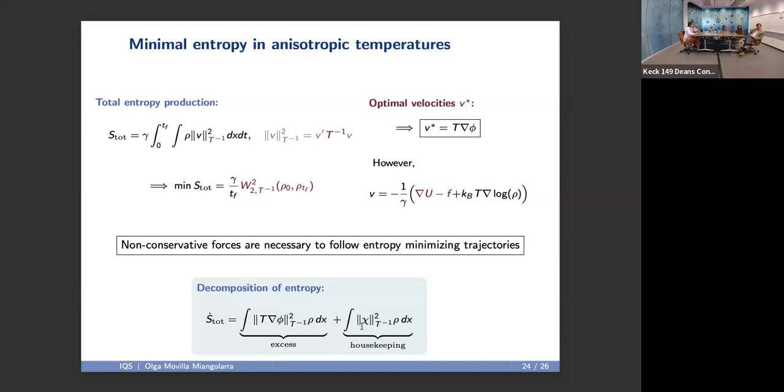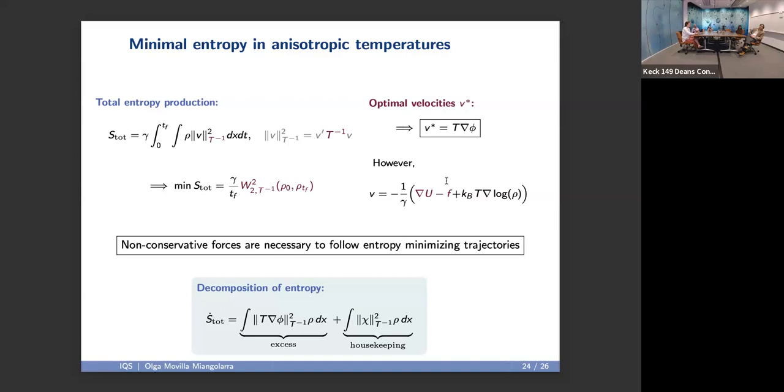So this chi is a divergence-free term in the velocity, and this T gradient phi is the gradient term. If we had control over both conservative and non-conservative forcing, then we can minimize this term using our non-conservative force, simply get rid of it, and then we can minimize this excess term too. We can essentially minimize them independently, and the minimization of this excess term will essentially give us this weighted Wasserstein two geodesics.